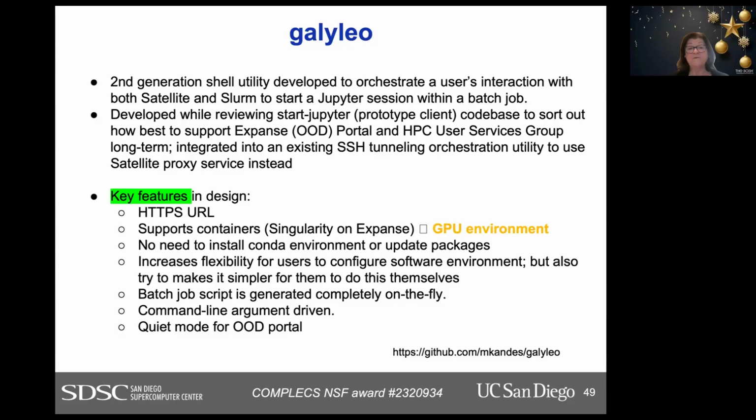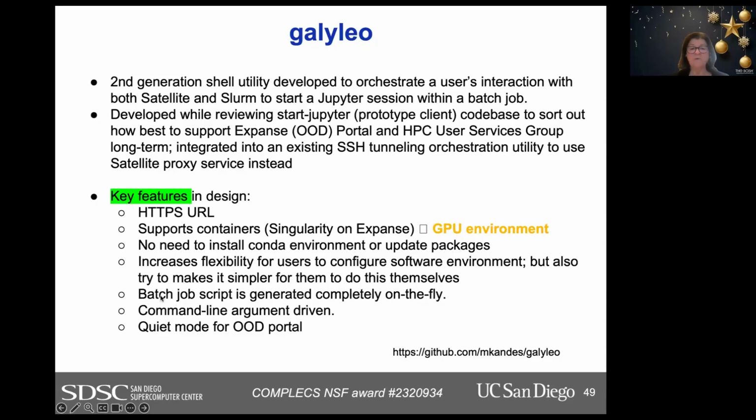And it's used in the back end of the Expanse portal as well. So it gives you an HTTPS URL with wonky naming on it for security, and it supports containers. You don't have to install a Conda environment unless you want to do really specific things like specifying other special variables. There's a lot of arguments you can pass to Galileo.